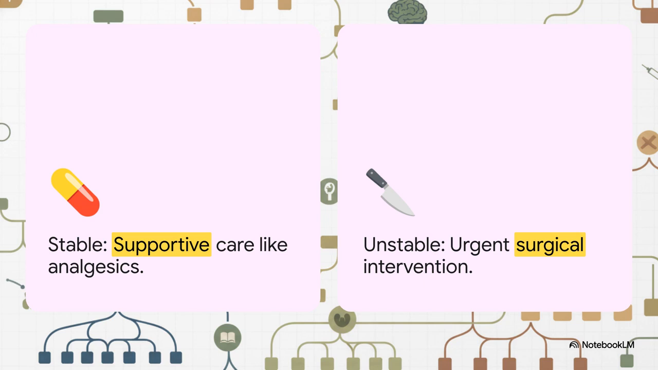Look at how this plays out with a ruptured ovarian cyst. A young woman comes in with sudden lower abdominal pain. If her vitals show she's hemodynamically stable, the correct answer is just supportive care, like analgesics. But if her pressure is tanking and she's unstable, that instability instantly calibrates the right answer away from observation and sends her straight to urgent surgery.